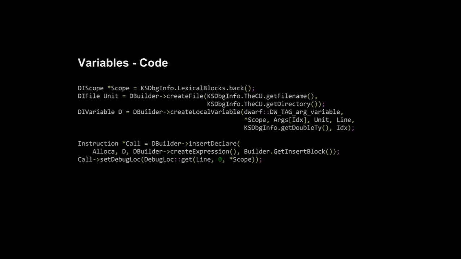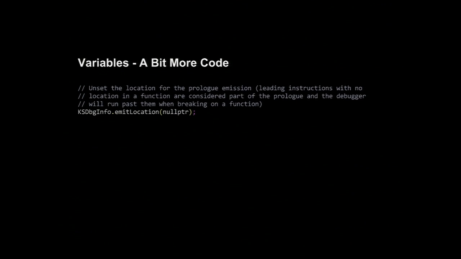DWARF. And then we're just creating an argument variable. We say what scope, what number it is, the unit, the line, what type it is, which we already covered. There's one type. And then we insert an actual instruction into the IR that says, hey, I'm building over here. Please actually insert this declare instruction into the IR. And then set a debug loc on it, for reasons of trying to keep things together. So there's a bit more code, though, for it.